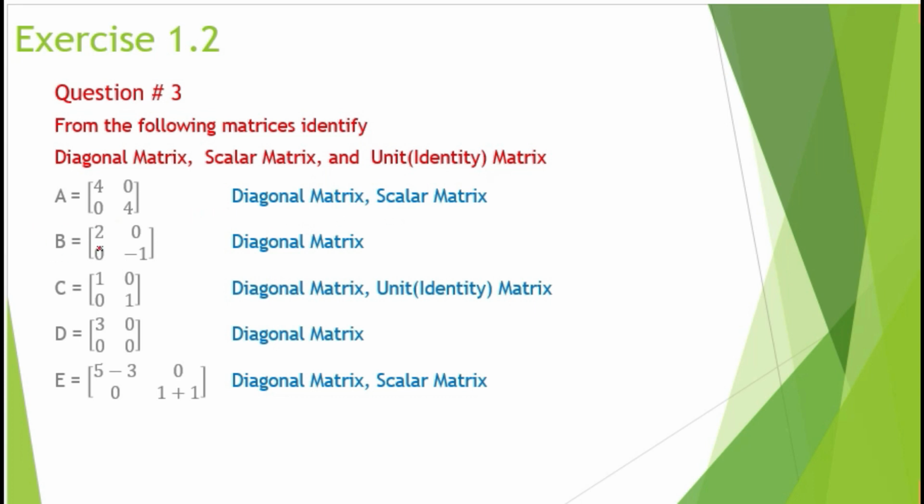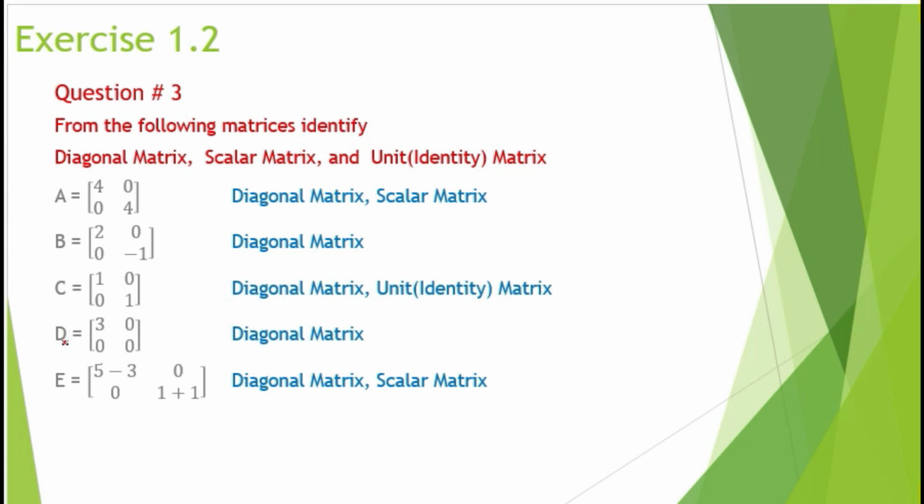Next, B is equal to 2 0 0 minus 1. It's also a 2 cross 2 matrix, so its diagonal entries are non-zero, so it's also a diagonal matrix. Next question, C is equal to 1 0 0 1. It's also a diagonal matrix as well as a unit or identity matrix, because its diagonal entries are equal to 1, so it's a unit matrix.